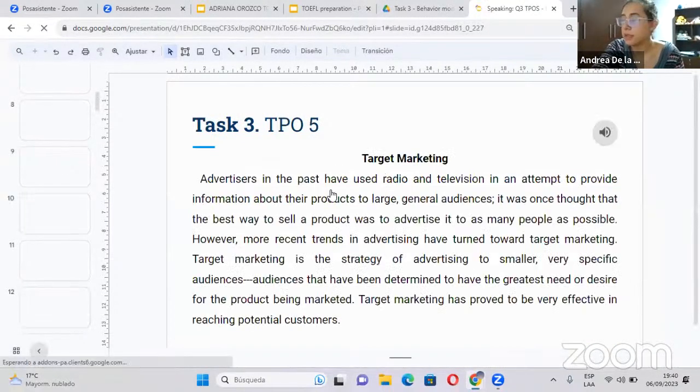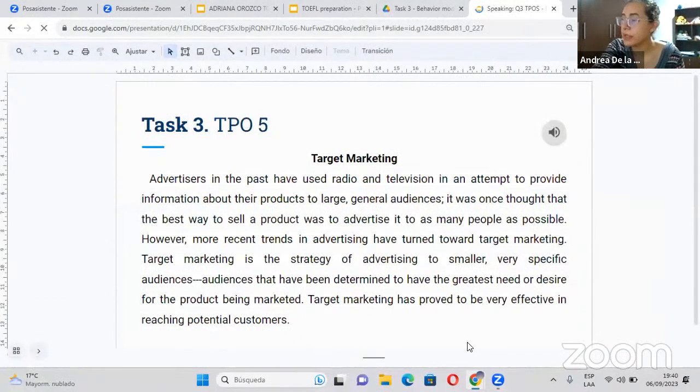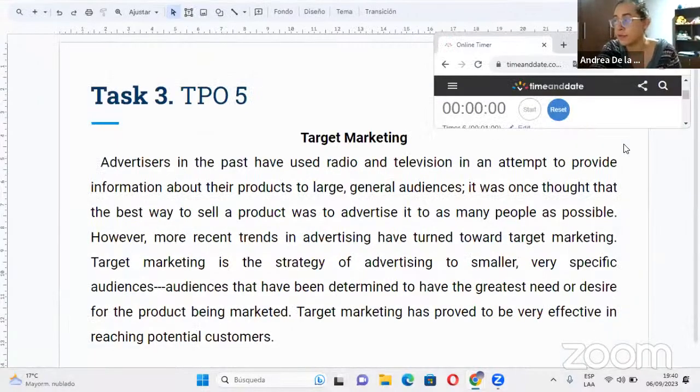Okay, guys. So let's do this one here. The idea will be the same. Now I will give you 45 seconds to read this text. Remember, first thing you do, you copy the title and then you search for the definition. Okay, guys? So please, you may begin reading now.